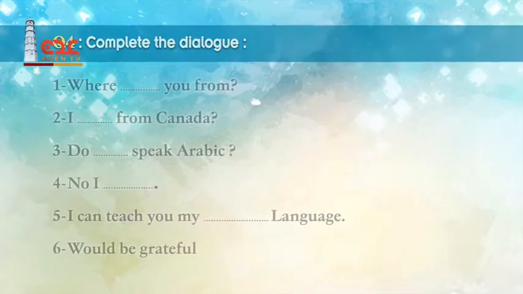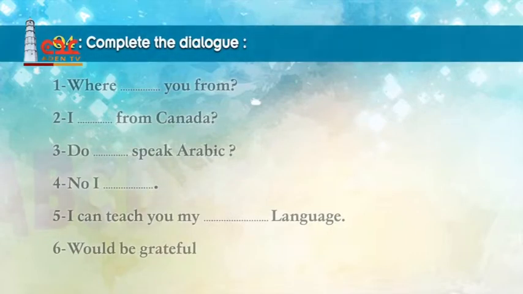Now the question about completing the dialogue. As we know, this is the dialogue: how to make the question and answer about this question. When you see the answer, how do you make the question for this answer? Number 1. Where space you from?